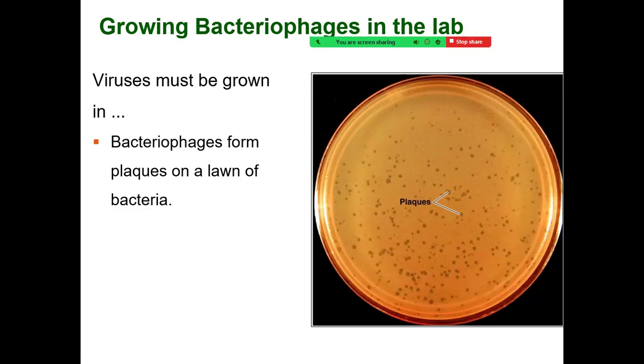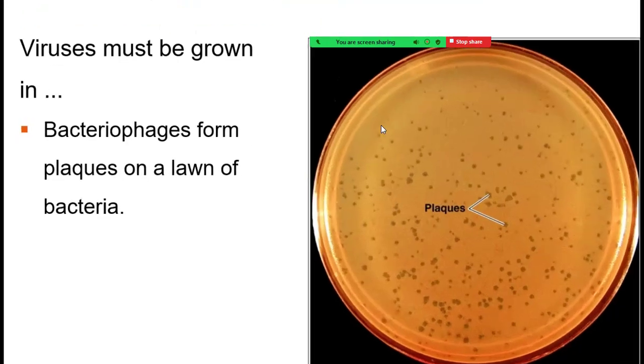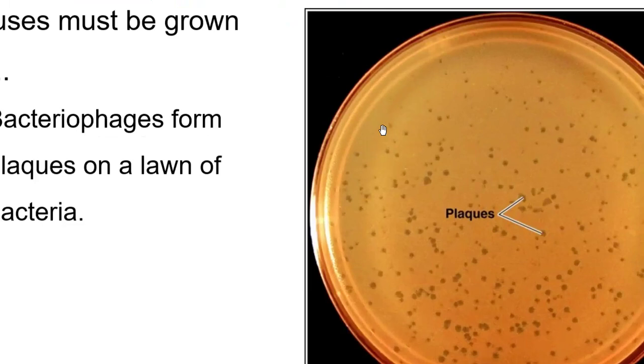And then you pull out the plate and you see plaques on the plate. Each plaque is where a bacteriophage infected a bacteria cell, reproduced in the bacteria cell, and then went on to infect neighboring bacteria cells, forming what we see here, a plaque. And a plaque is just where there are no bacteria because the virus has lysed the bacteria. Any questions about any of that?